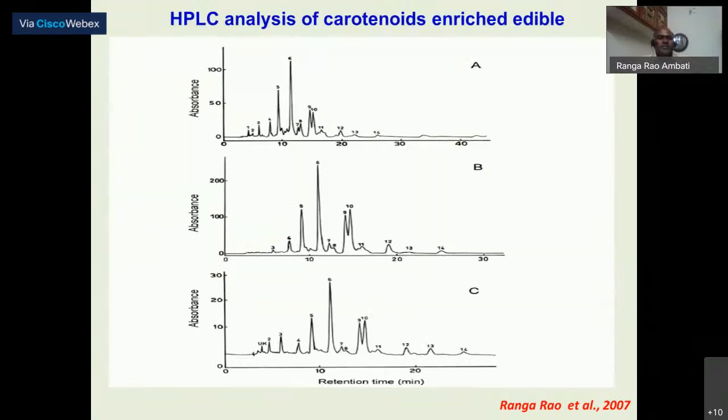This is HPLC that we have done for carotenoids in enriched edible oils. The first one is the control group, and you can see here that B and C show the astaxanthin esters are stable even at higher temperatures.